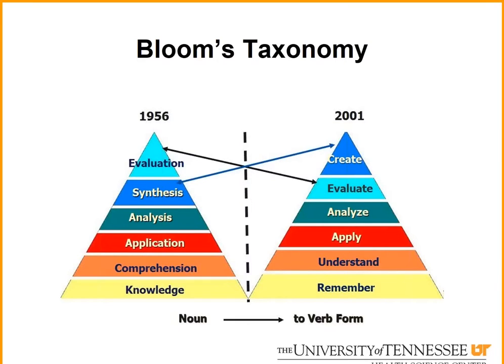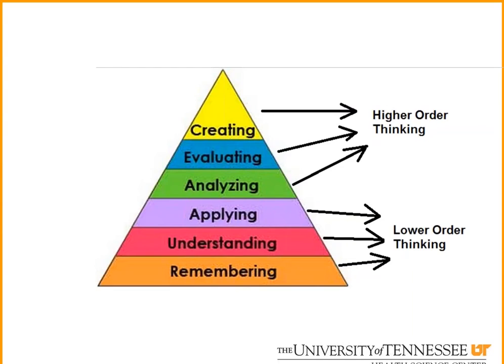This is just an overview of Bloom's taxonomy. Actually, Bloom started in 1956, and it was revised in 2001 from a noun to a verb form. However, NCLEX still refers to the 1956 version. I've given you these just so you can see the different levels. I think most of you are familiar with the fact that it goes from higher order thinking to lower order thinking.